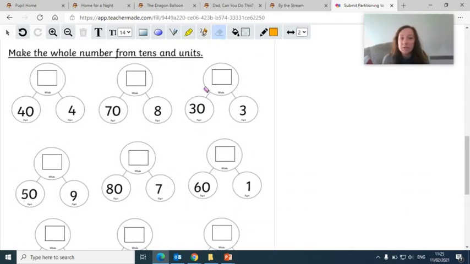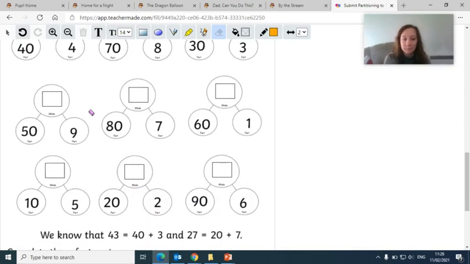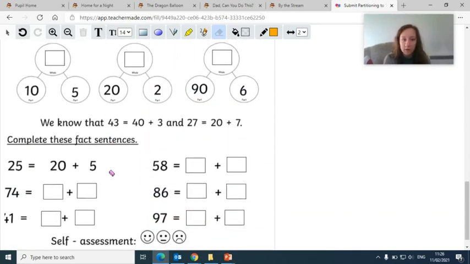And then whenever we get to a bit with an underline, we know it's a new part and something different for us to do. So make the whole number from tens and units. So this is us building our whole numbers back up, okay? So parts, we have 40 and we have 4. So if we have 40 and 4 together, it's going to be 44. Well done. So there's quite a few of those ones for you to practice.